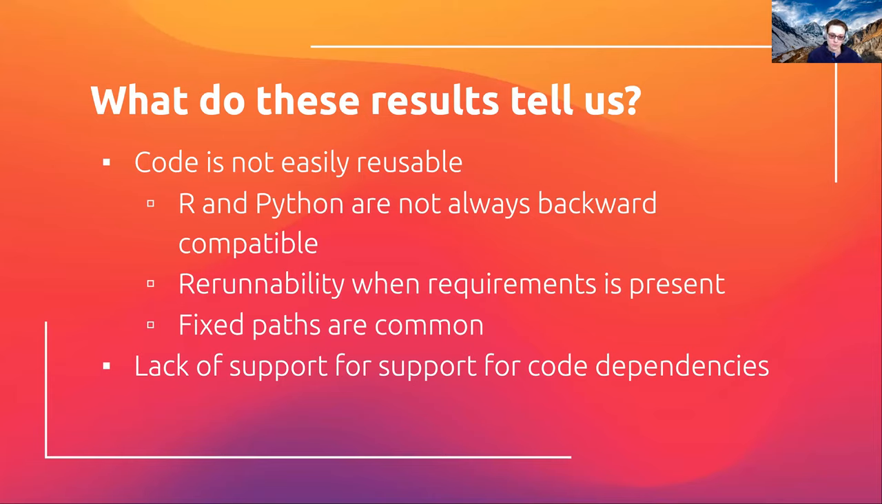We also see here that fixed paths are common, and that's something that we can maybe easily solve. But ultimately, R and Python code is not always backward compatible, and we don't have a way to effectively document these dependencies. So actually what I did with this Python code is that I tried to find the requirements file that is typically used to document dependencies. And when this requirements file is present, we can see an increase in re-execution rates, but it is still not enough. It is still not like 100%. It is still not easy.